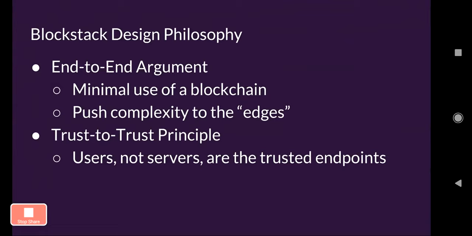Blockstack makes judicious use of the end-to-end argument for system design. What that means is we push as much complexity in the system to the edges. So Blockstack does not yet have its own blockchain. What it does instead is it uses the Bitcoin blockchain in a particular way to encode a public key directory service. That's all it needs the blockchain for.